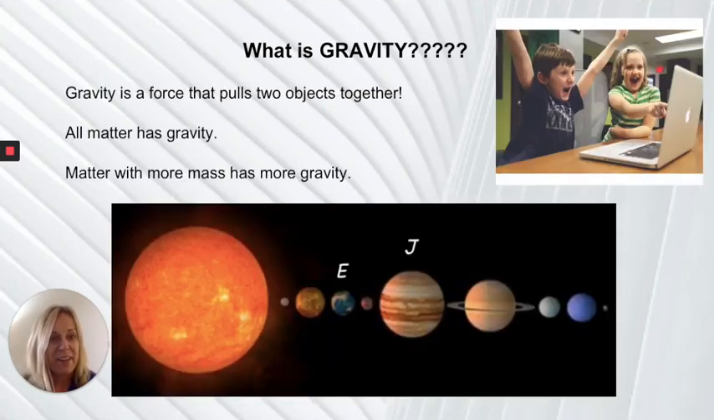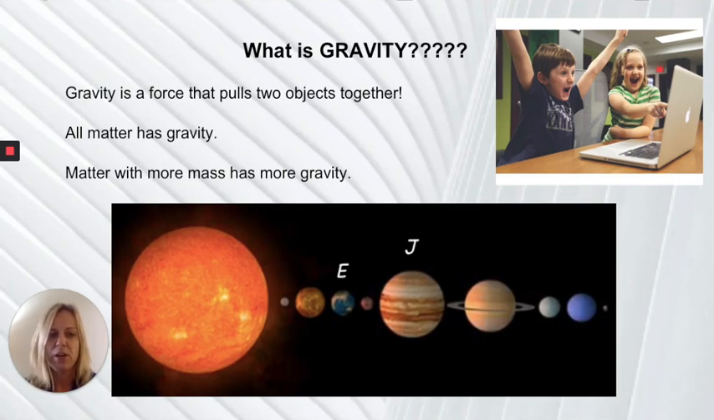Wow, we can now easily define gravity as a force that pulls two objects together. In activity 1, the two objects being pulled together were the baseball and the Earth. According to the video, all matter has gravity. Since the baseball is made of matter and the Earth is made of matter, they must both have gravity. I wonder which one has more gravity.